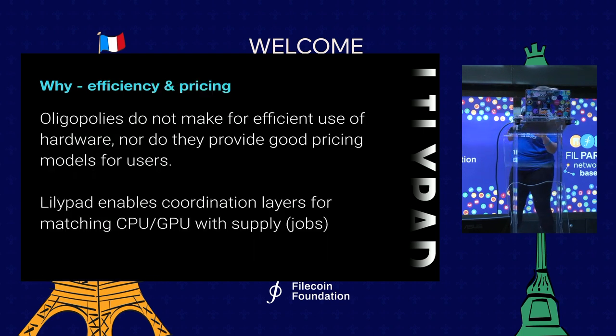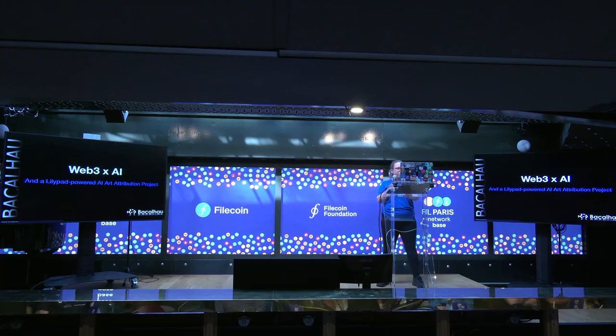It's also markets like Filecoin and marketplaces like Lilypad, which enable coordination layers for matching CPU or GPU with supply, that are generally more efficient and better at pricing, and also better at distribution.